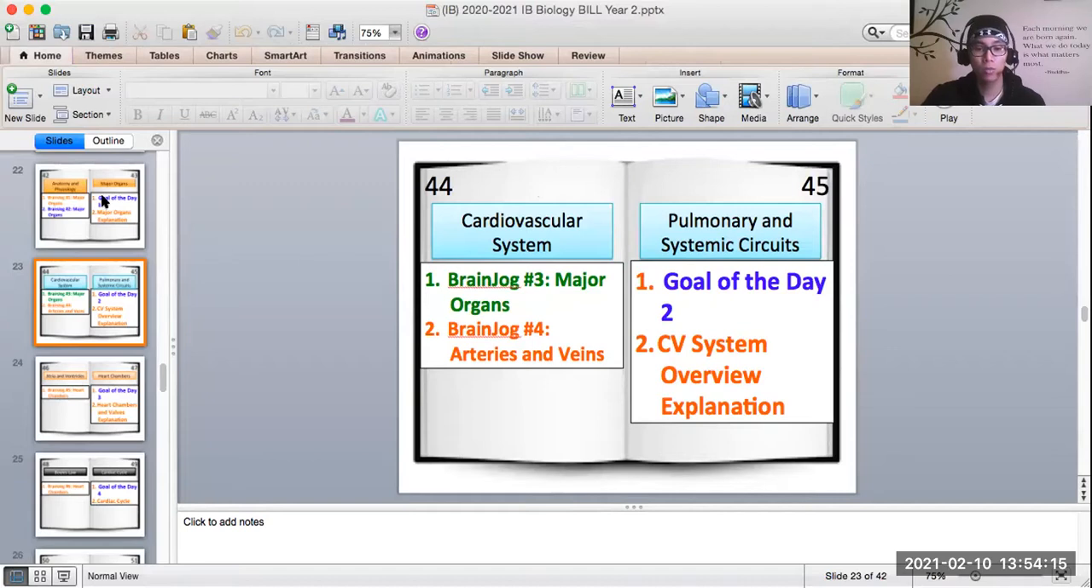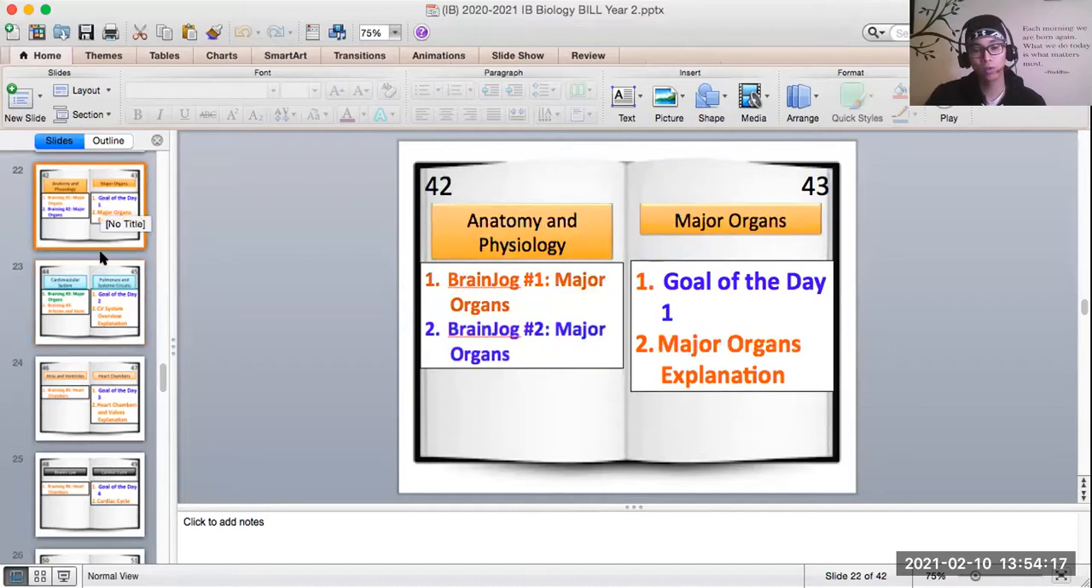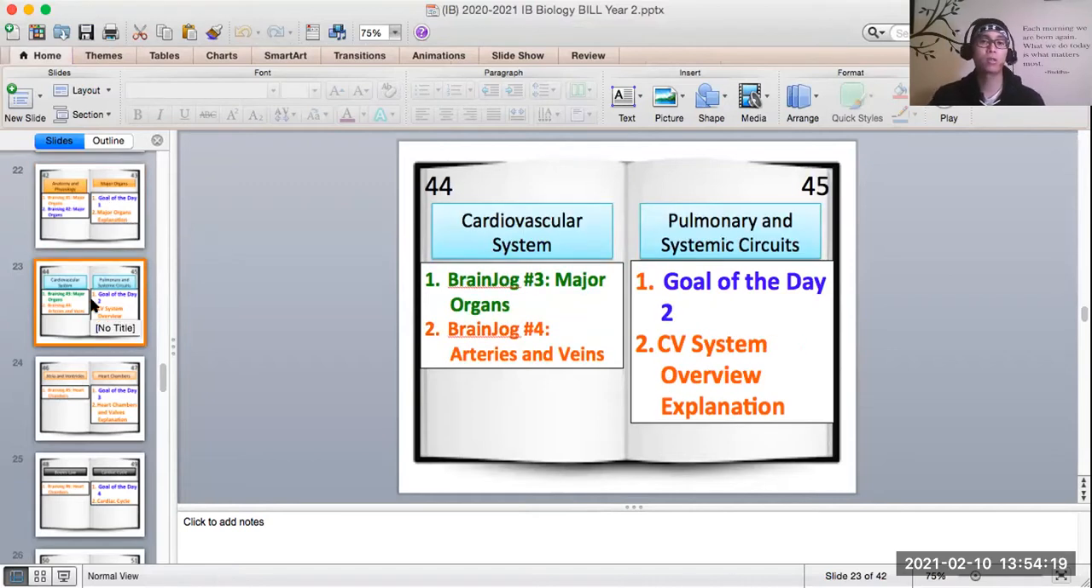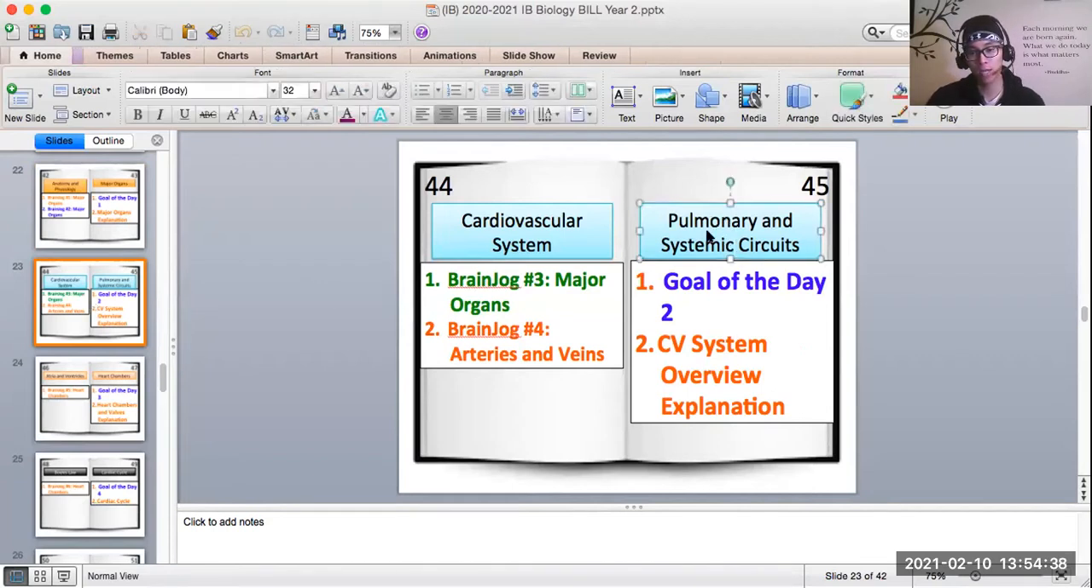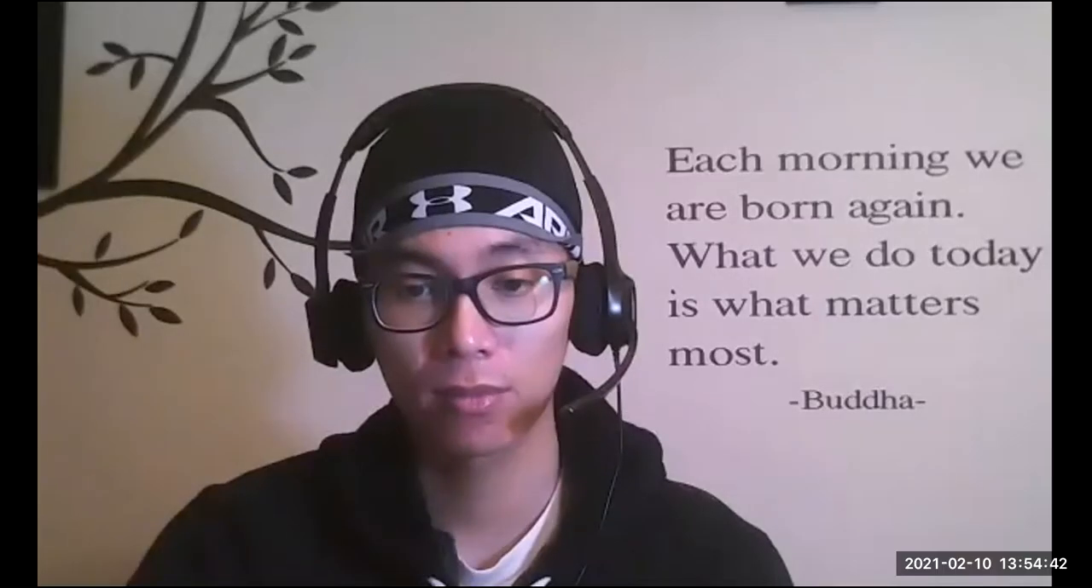Here we are. The brain jog is going to go on page 42, but then we are on these two pages here. Page 44 is called cardiovascular system, and page 45 is called pulmonary and systemic circuits. We're going to talk about our double loop system today, and those are the two loops, pulmonary and systemic circuits. Let's write down the goal of the day.